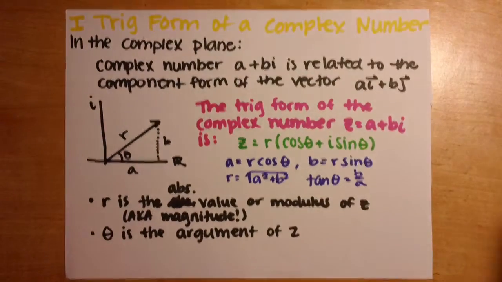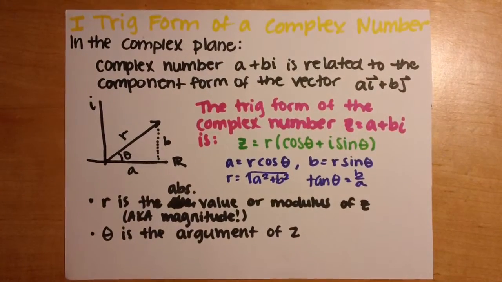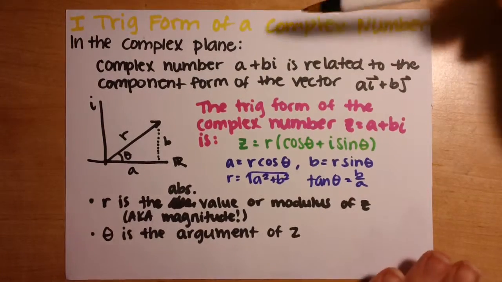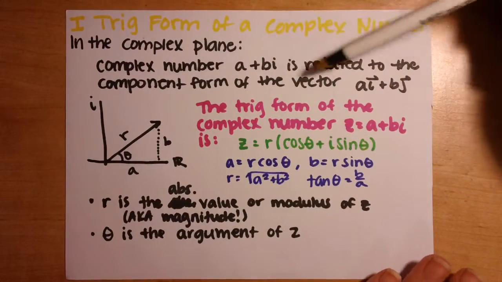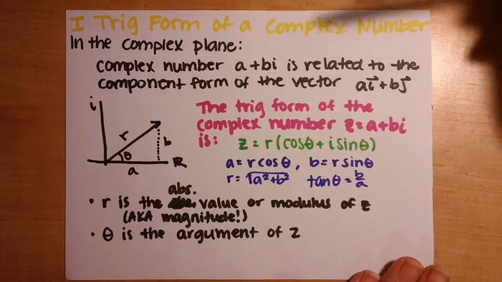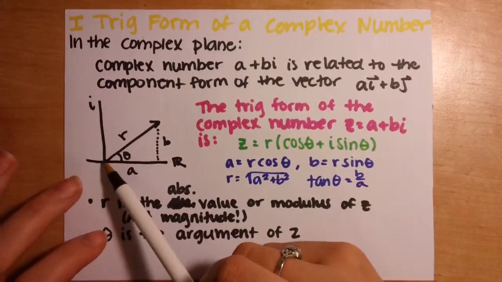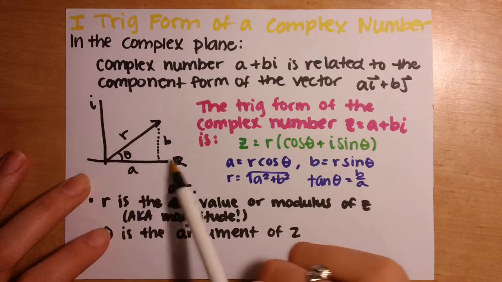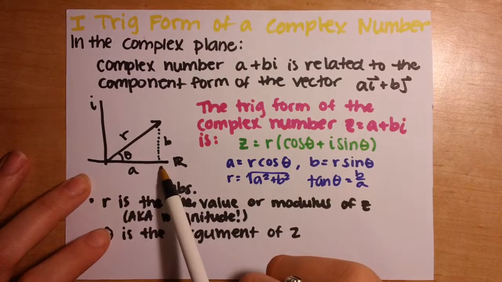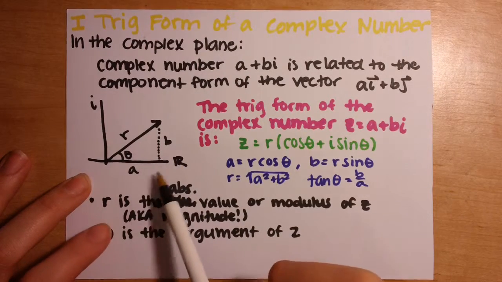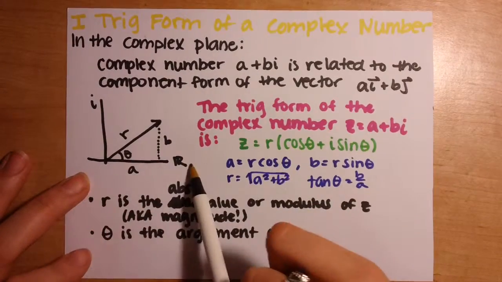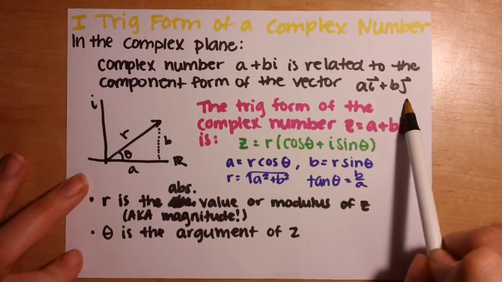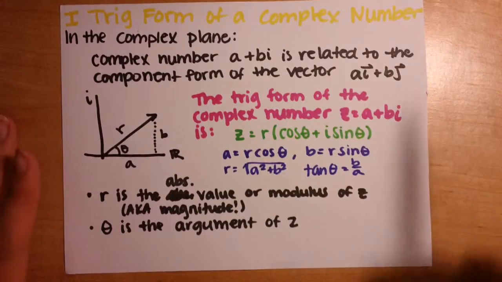Alright, so the last video of this unit is on the trig form of a complex number and some operations with complex numbers. So in the complex plane, the complex number a plus bi is related to the component form of the vector ai plus bj. So we have this vector a with the i vector plus b, which is your j vector. This is on the i-axis and the real axis. So this is your real part, this is your imaginary part. So you want to find the trig form of this complex number.